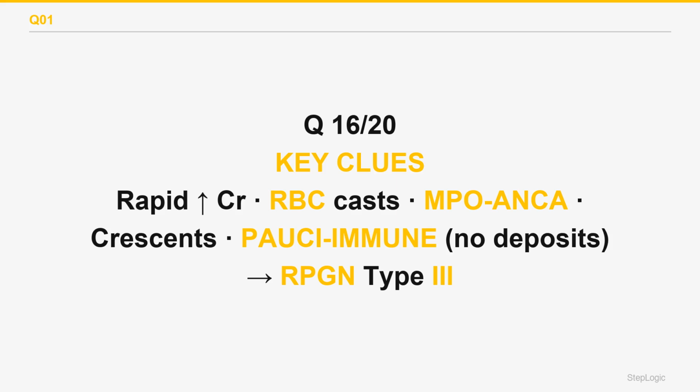ANCA, anti-neutrophil cytoplasmic antibodies, drive neutrophil activation and direct vascular injury without depositing immune complexes. Crescents in Bowman space form from proliferating parietal epithelial cells, a sign of severe, aggressive glomerular injury. This is the fastest progressing GN and requires urgent treatment: high-dose steroids plus cyclophosphamide or rituximab.